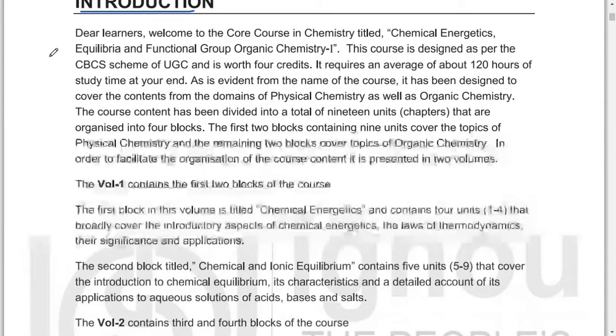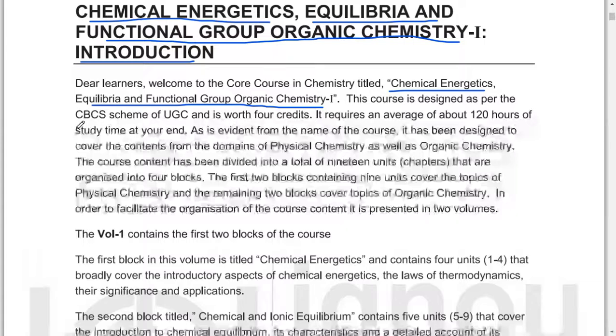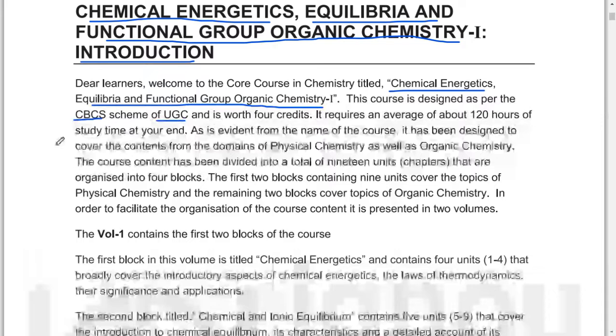Dear learners, welcome to the core course in chemistry titled Chemical Energetics, Equilibria and Functional Group Organic Chemistry 1. This course is designed as per the CBCS scheme of UGC and is worth 4 credits. It requires an average of about 120 hours of study time at your end. As is evident from the name of the course, it has been designed to cover the content from the domains of physical chemistry as well as organic chemistry.